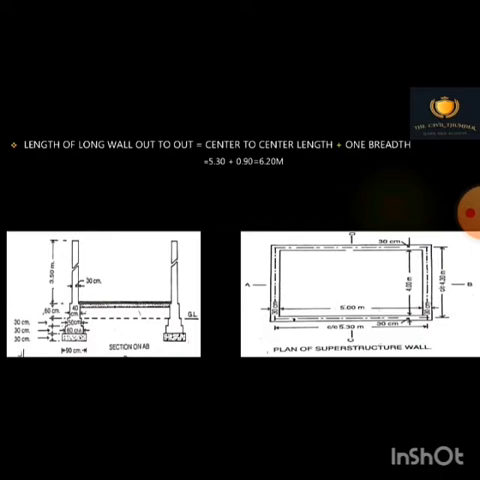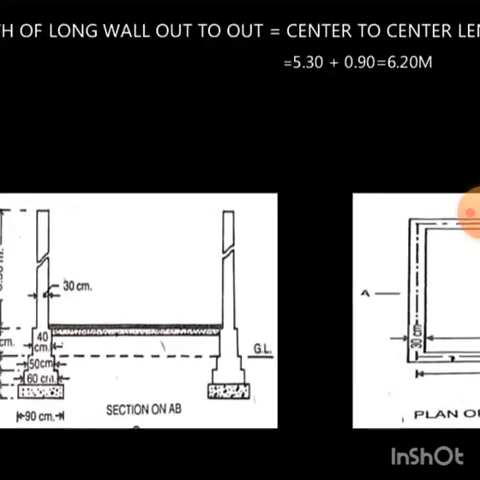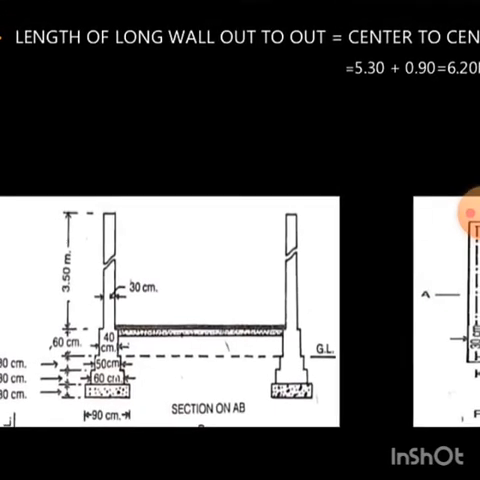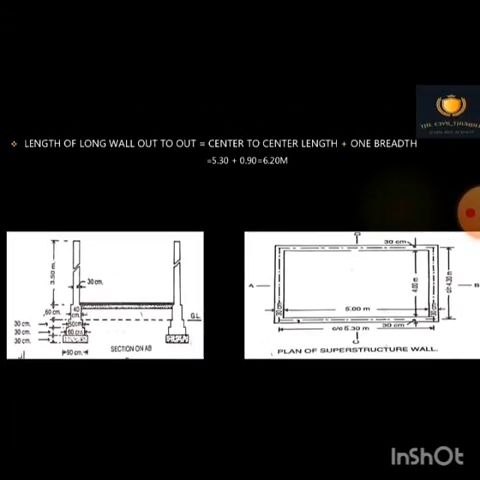For example, first of all, we have to do the excavation work. For excavation, the width will be equal to the width of the concrete foundation. Here in this cross section, you can see the width of the concrete foundation is 90 centimeters, which is 0.9 meters. Therefore, the one breadth here represents 0.9 meters. And center to center length of the long wall we have already calculated, which is 5.3 meters. Therefore, out to out length of the long wall in case of excavation work is equal to 5.3 meters plus 0.9 meters, which is equal to 6.2 meters.